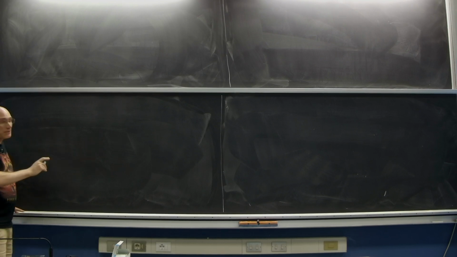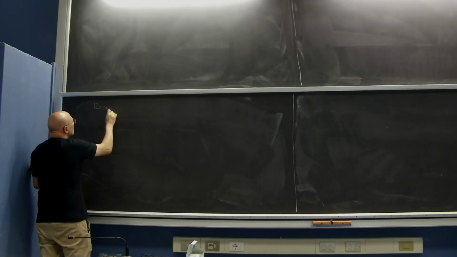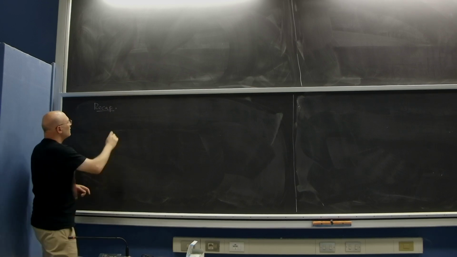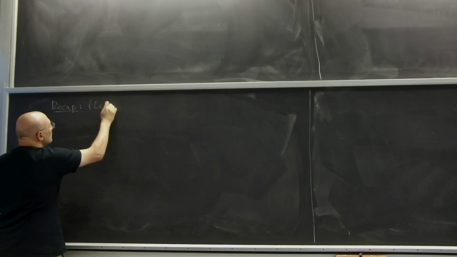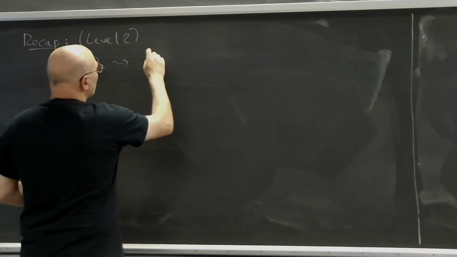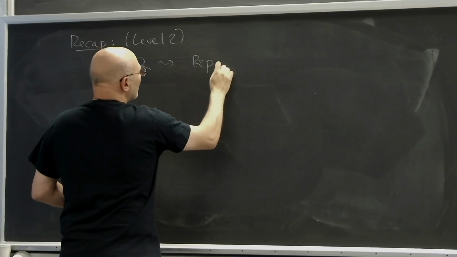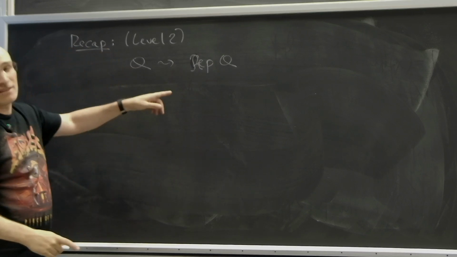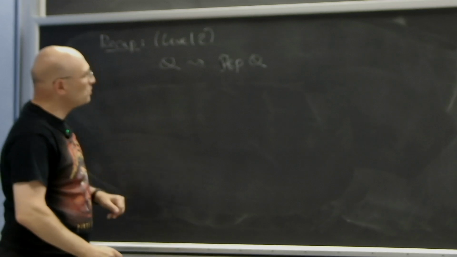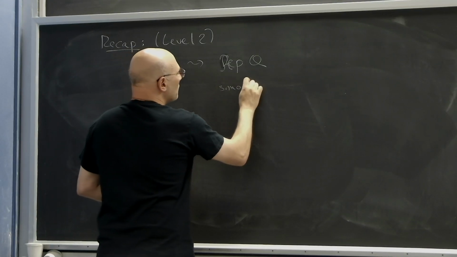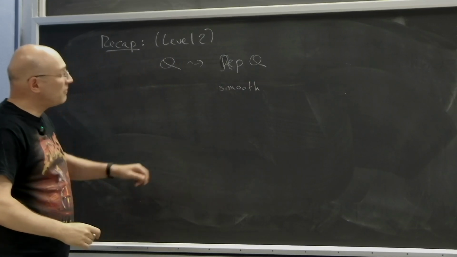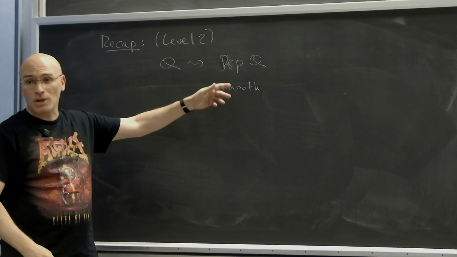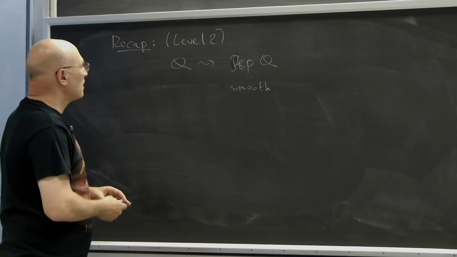So let me briefly recap. So we are on level 2. So we start from a quiver, and then to this one we associate, first of all, the stack of representations of this quiver. This is the dimension, this is a smooth stack, okay, smooth. It's the stack of objects in some nice category of global dimension 1.